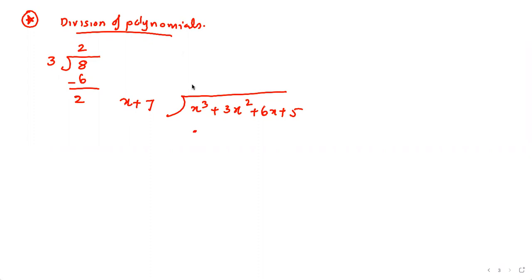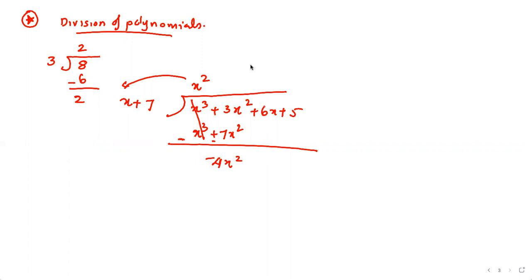Similarly, if I take x squared here, x squared times x is x cubed plus 7x squared. So you write x cubed below x cubed, x squared below x squared. Of course, I got that by multiplying these two. If you subtract these two, this gets cancelled, and you get 4x squared here. So this is negative 4x squared.